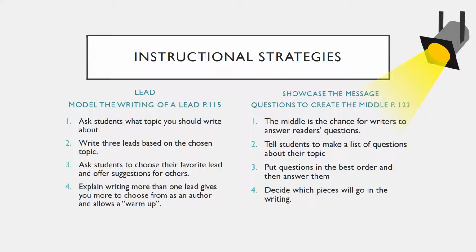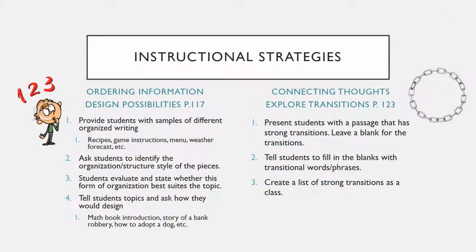The second aspect of organization, showcasing the message. So this is a strategy about creating a middle. Some students kind of leave out a middle and it's just a beginning and the end. So one thing they can do is make a list of questions about a topic and then put the questions in order. So if we're doing fishing again, how old do you have to be to fish? What kind of fish live in the ocean? What tools are needed for fishing? Etc., etc. And then they'll put the questions in order based on importance or maybe what fits with their piece, and then decide what's going to go in it.